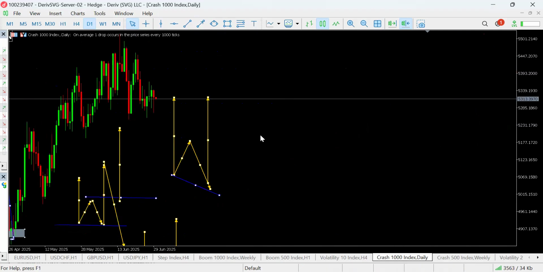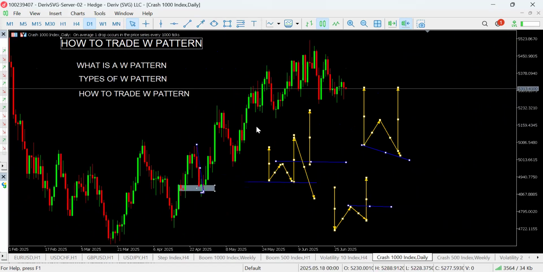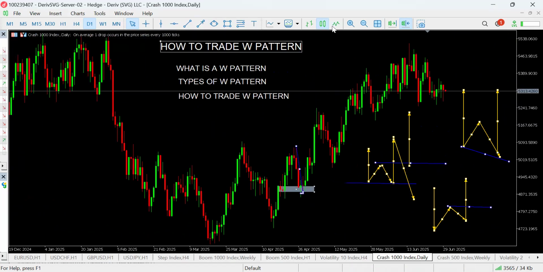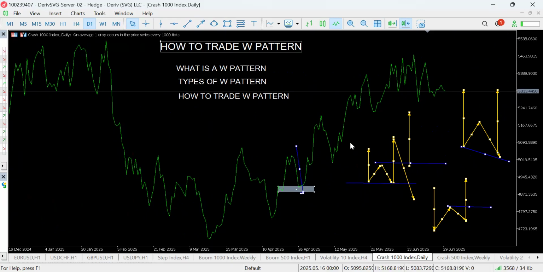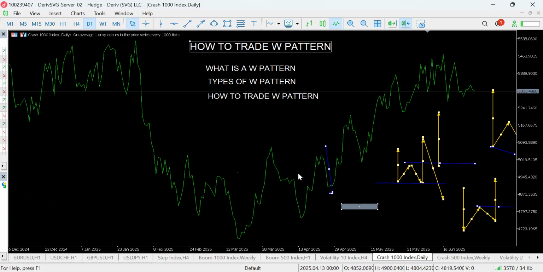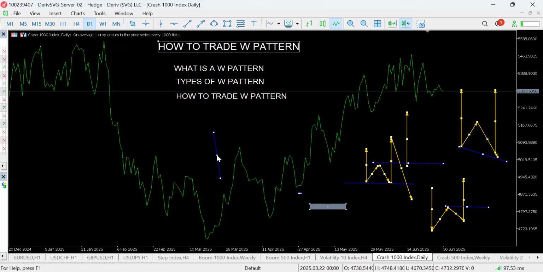So let's go back to see if we can get more examples. Go back again to the line graph. In as much as we just got this pattern here, we can see another one here. You can see that price formed another W here. So let's take this and put it here again on the neckline.